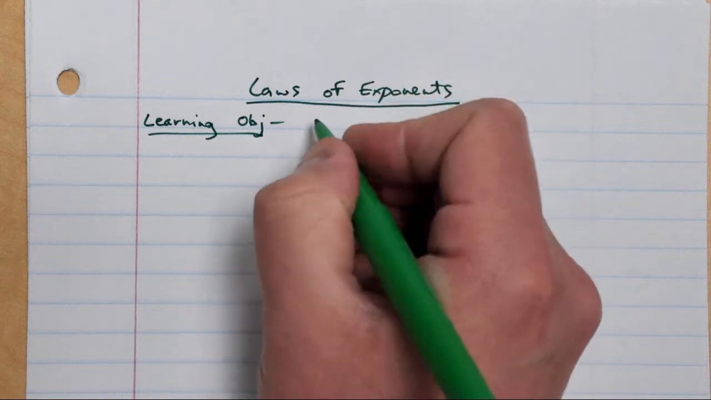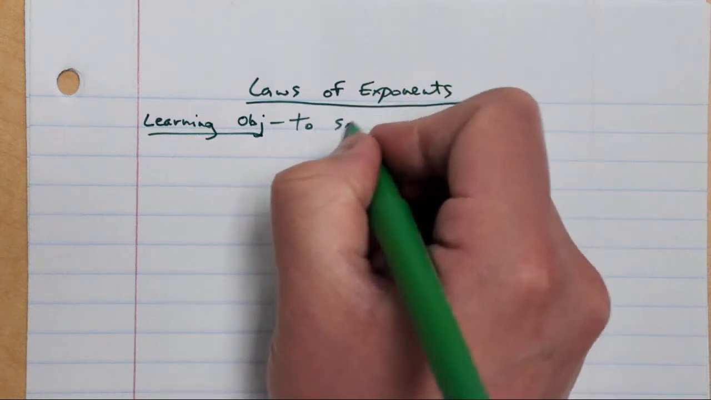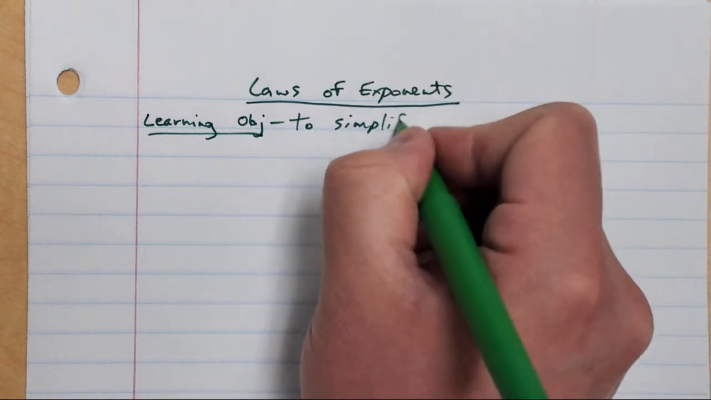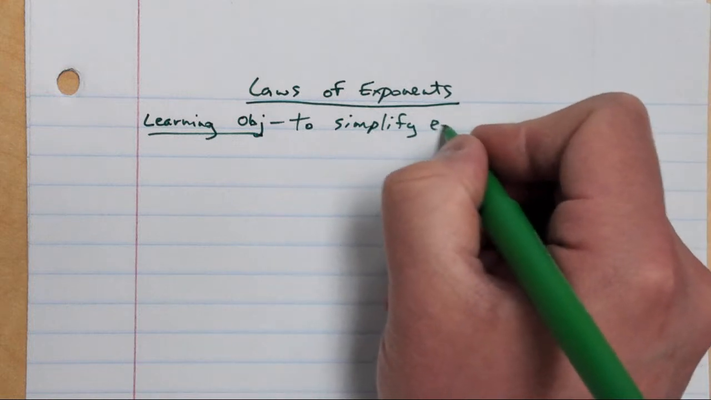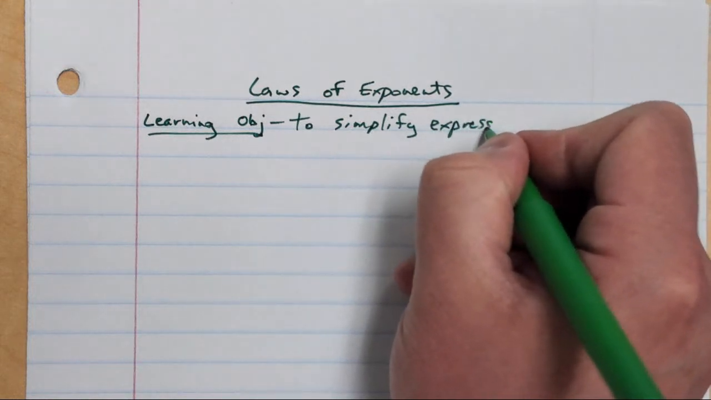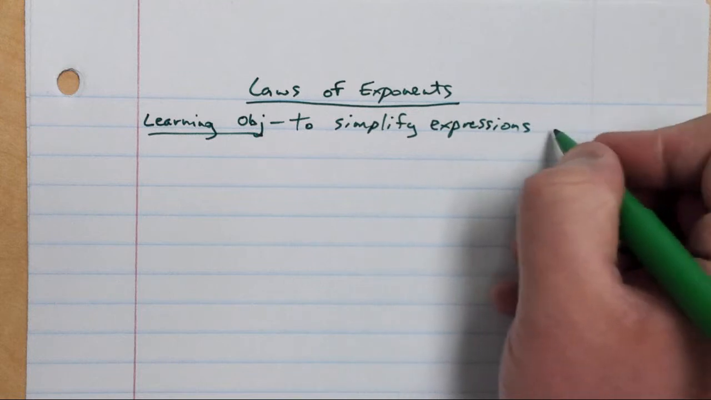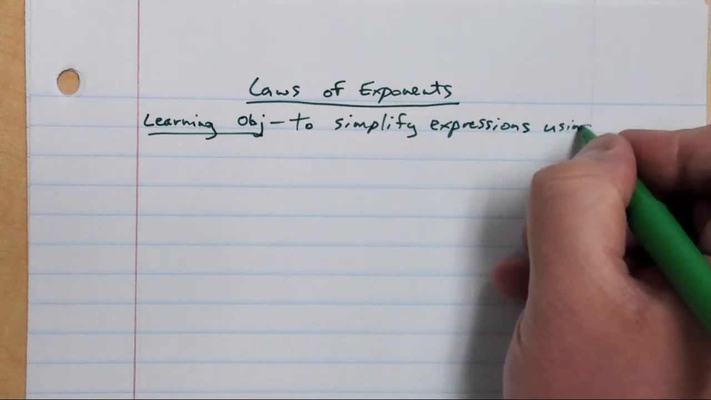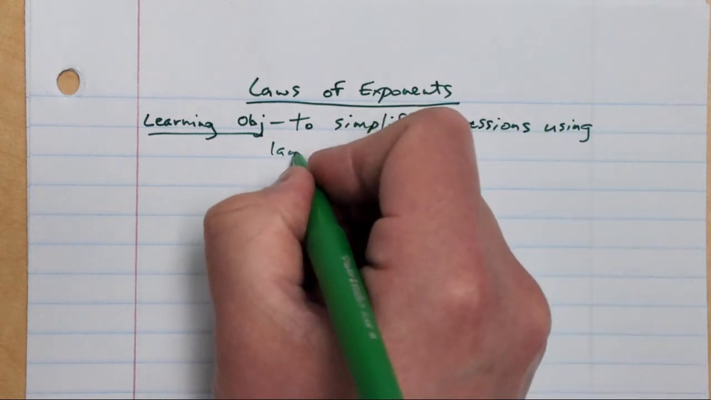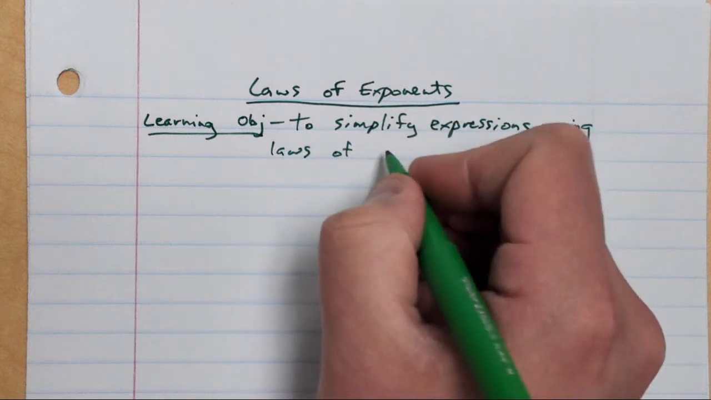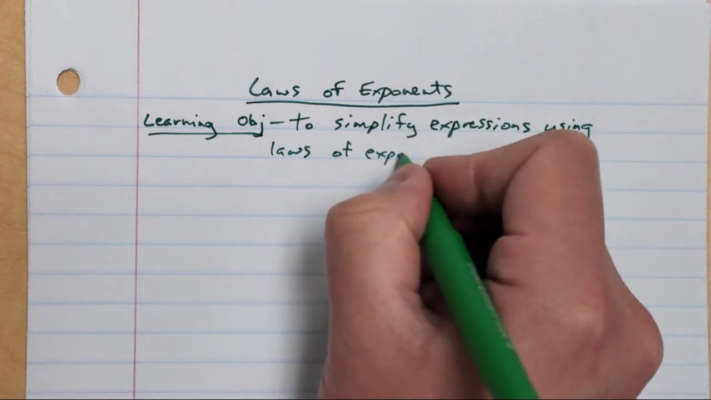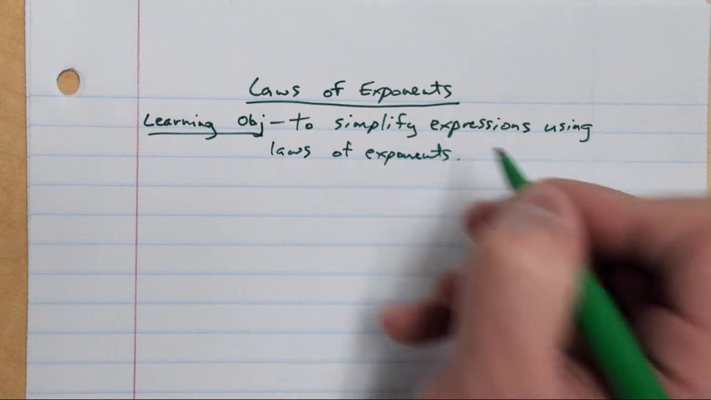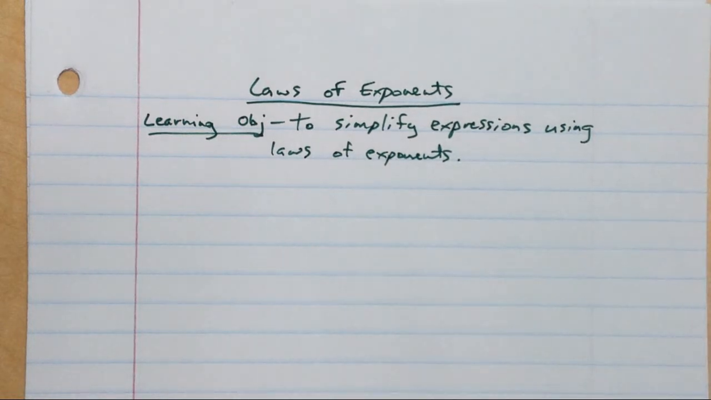the whole goal is to simplify expressions using laws of exponents, so to simplify them as much as possible.